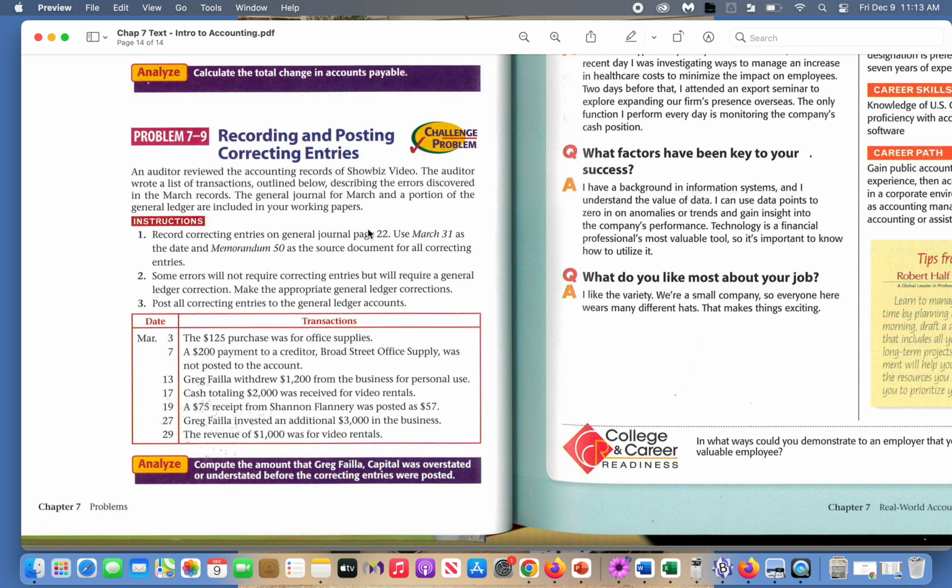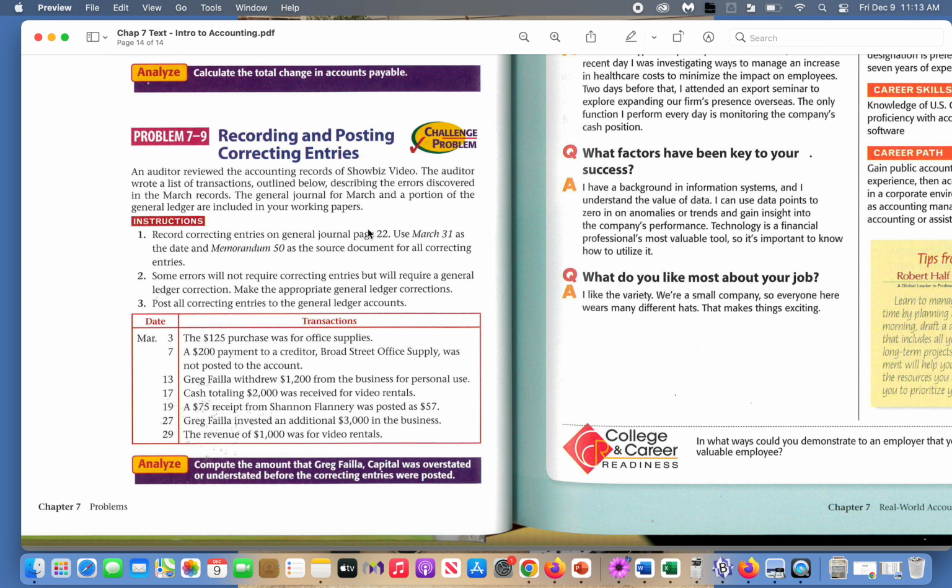Use March 31 as the date in Memo 50. So basically this whole thing is going to be typed up, all the errors discovered in the month of March, on March 31st and used as Memo 50 for my source document. Some errors will not require correcting entries, but will just require some sort of fix in the ledger. Post all correcting entries to the general ledger account. I'm going to show you the complete page to save time.